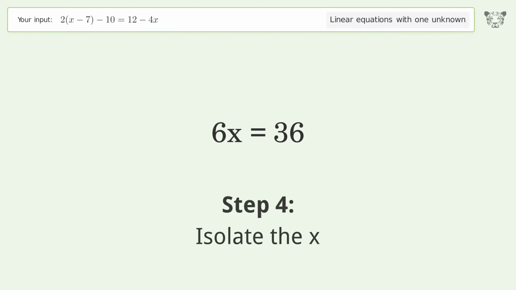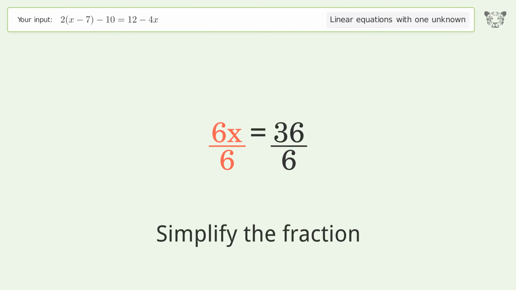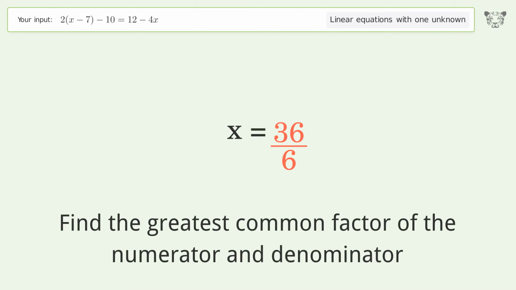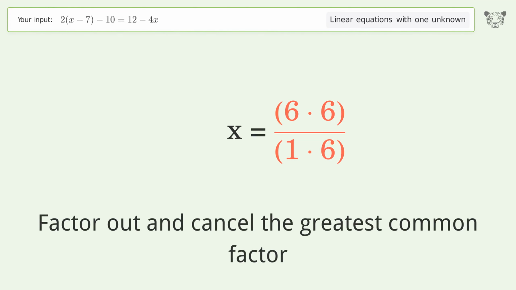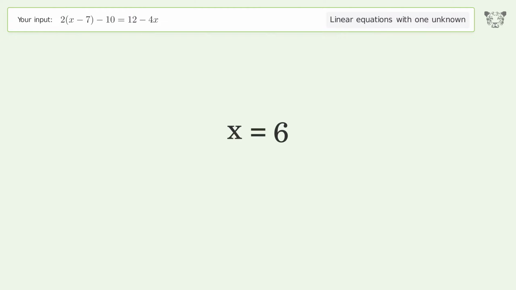Isolate the x. Divide both sides by 6. Simplify the fraction. Find the greatest common factor of the numerator and denominator. Factor out and cancel the greatest common factor. And so the final result is x equals 6.